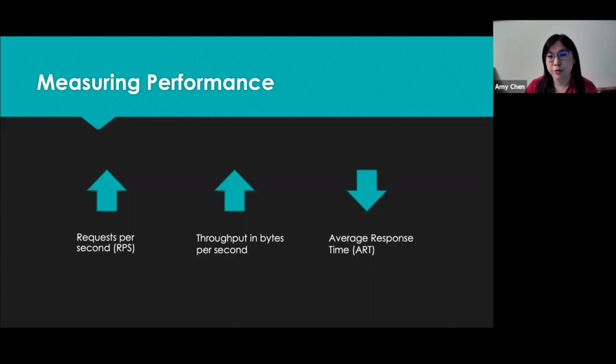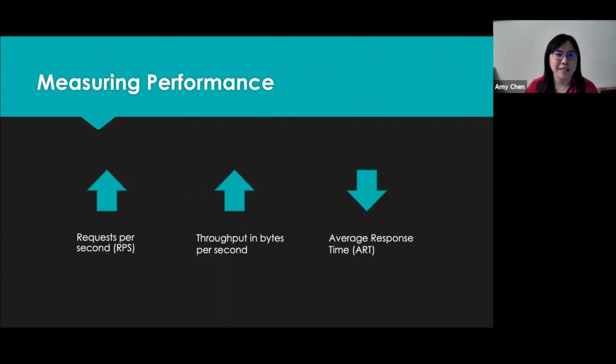The second one, throughput in bytes per second. This is looking at the actual amount and size of data that is able to be transferred and responded to per second. Again, the more the better. There's often a trade-off between the number of requests, so the far left, and the actual size of data that can be throughput, but those are metrics that often go hand in hand.